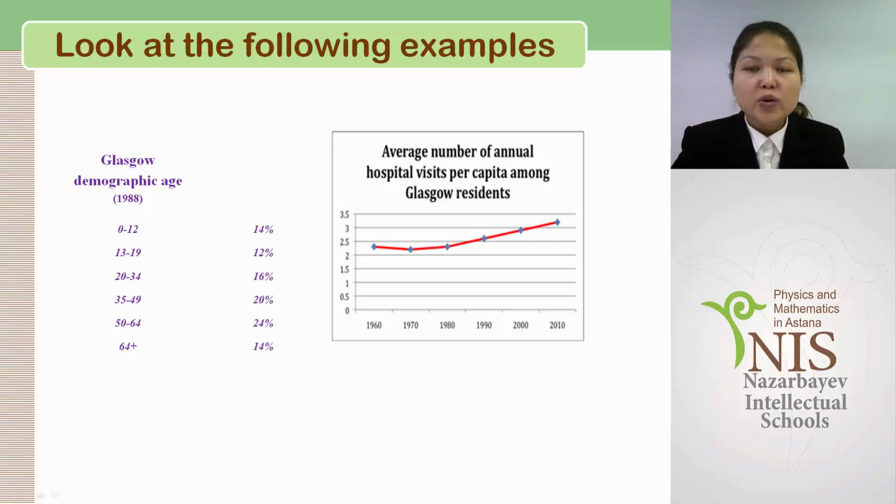Average number of annual hospital visits per capita among Glasgow residents. So here in this graph you can see the number of visits and the years during which there were some changes.